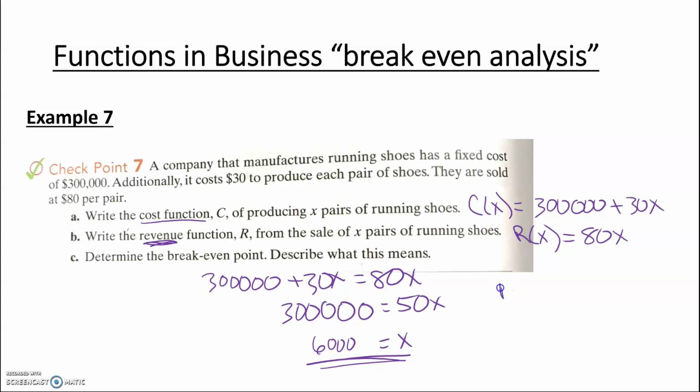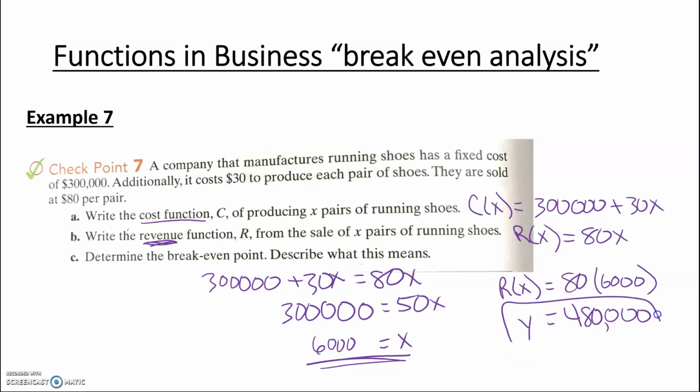Let's look at the revenue at that point. So 80 times 6,000 is 480,000. So that's your y. So let's look at this ordered pair: 6,000, 480,000. And when they tell you to explain it, all you're talking about is when I make 6,000 shoes, the cost is going to be 480,000, but I'm also going to be making 480,000, so I'm going to break even.